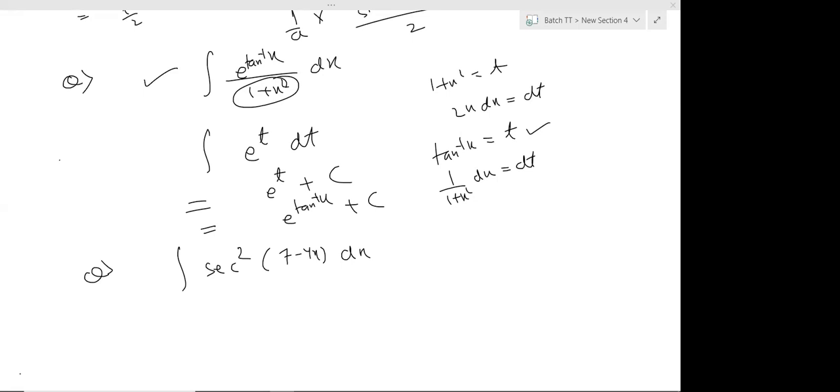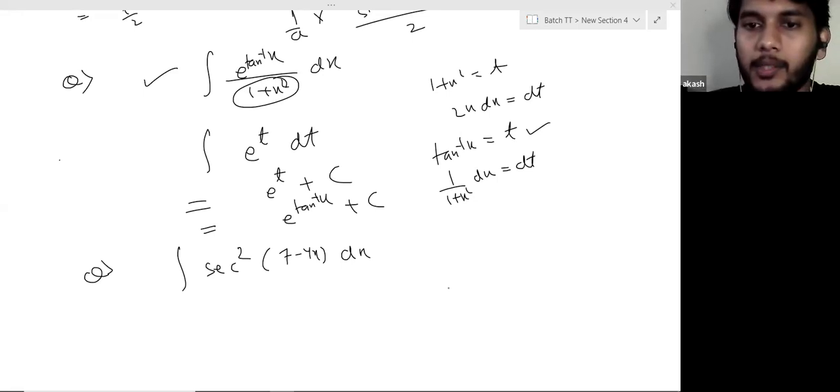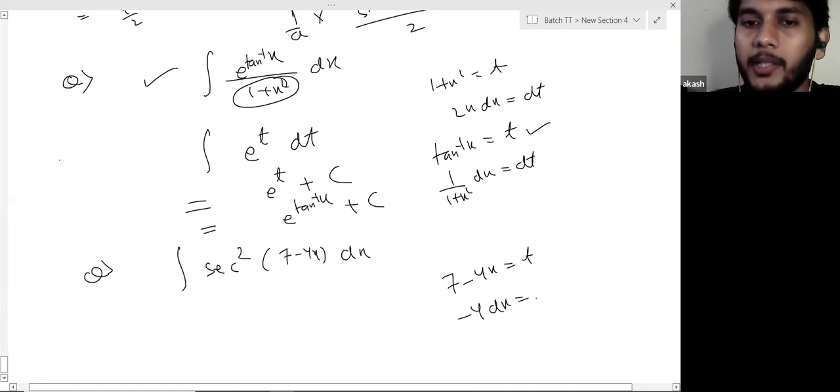So here I'm getting dt as minus 4dx. So what should I do after that? What did you assume as t? Like 7 minus 4x. 7 minus 4x. So if you take 7 minus 4x as t, so minus 4 dx will be dt.